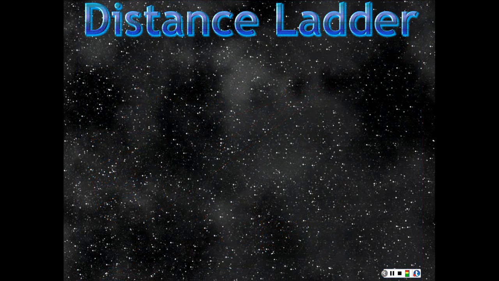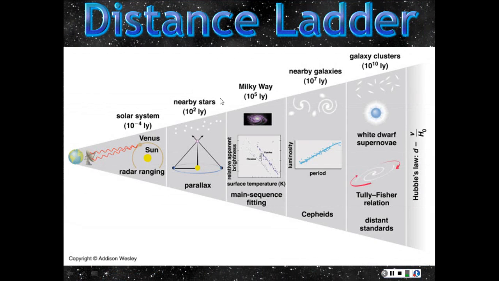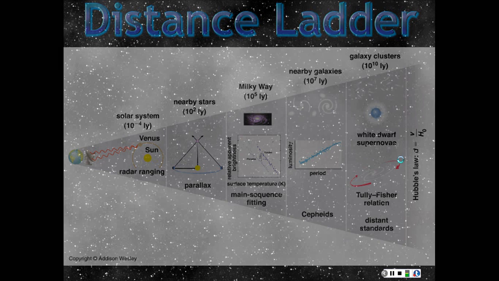But now that we've got that, we can build on it. So we can measure the distances of all these stars out to a few hundred parsecs, and then we can use that to calibrate other measures, which include main sequence fitting, Cepheid variables, white dwarf supernovae, and this is a measure of galaxies, and Hubble's law. And we're going to work through those step by step.